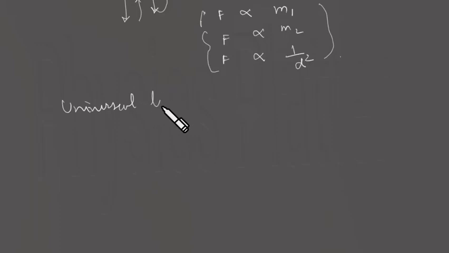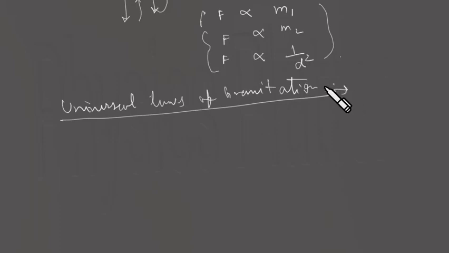Universal laws of gravitation. Why is it called universal? What is the meaning of the word universal? Universal means this law is valid anywhere in this universe, be it on the surface of the earth, on the surface of the moon, or on the surface of the sun. Wherever you go, this law is valid everywhere. That's why it is called the universal law.